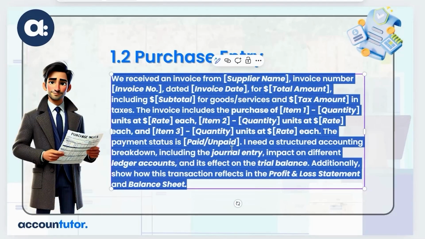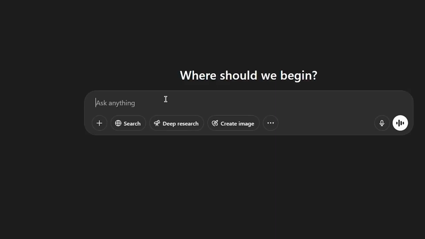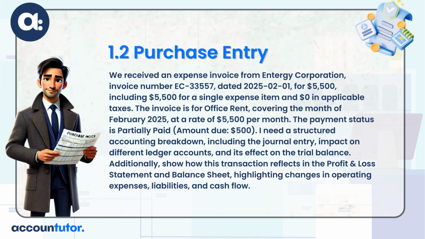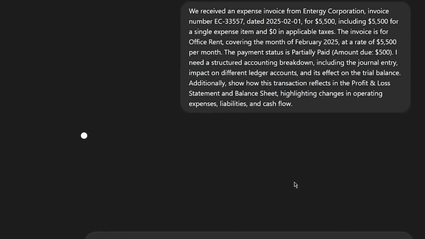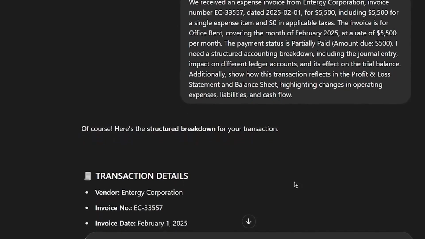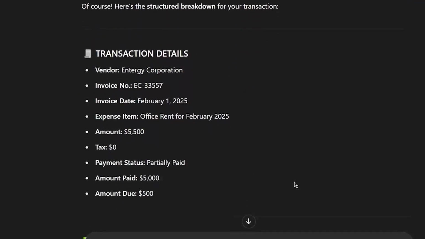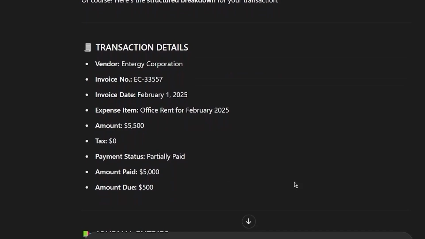Now, let's take a look at an actual example to see this prompt in action. In this prompt, we have added all the required information on the blank parts from our purchase invoice, like invoice number, date, and amount. After submitting the prompt about an expense invoice from Entergy Corporation, ChatGPT immediately responds with a structured and detailed breakdown, just like you'd expect from an expert bookkeeper guiding you through a real-world transaction.